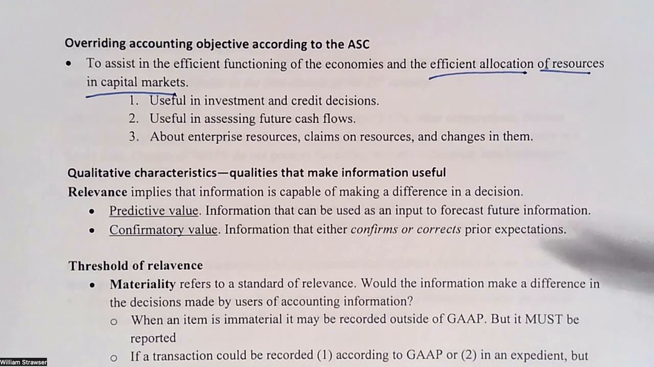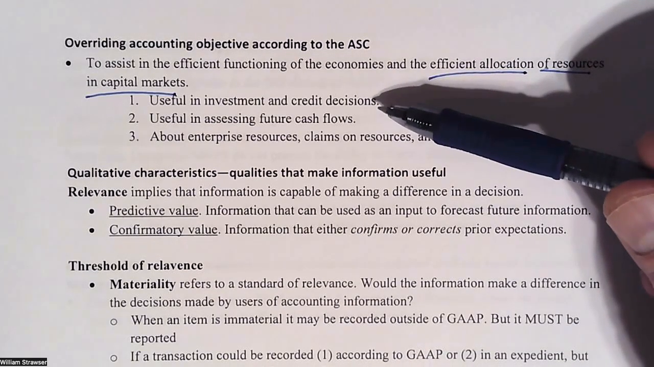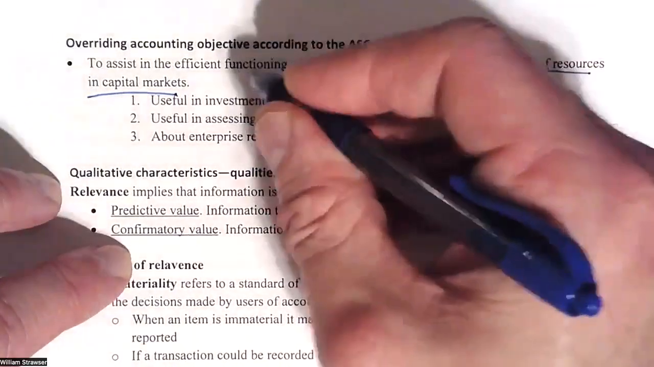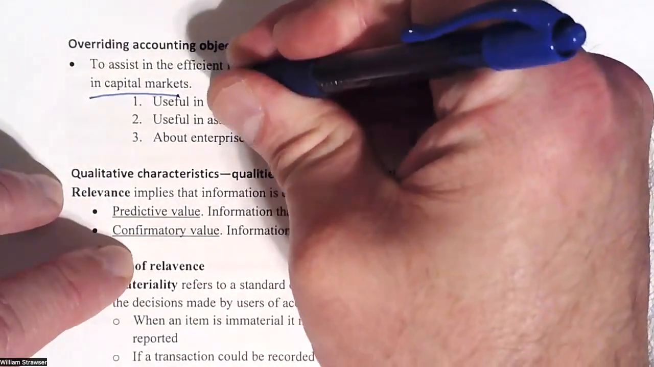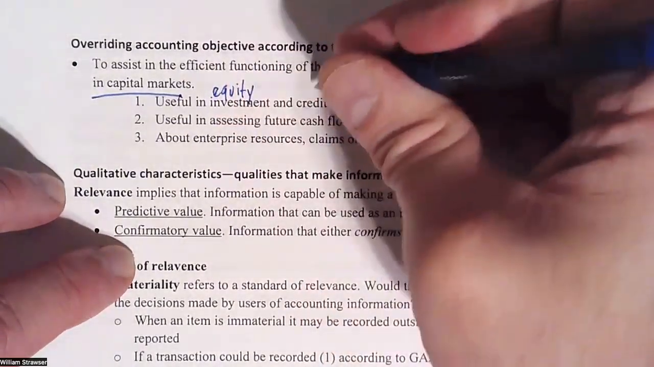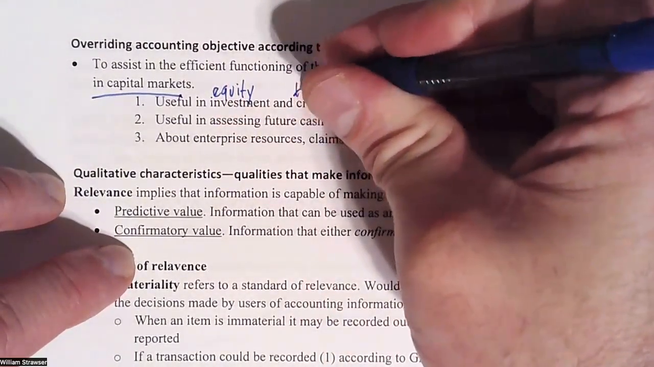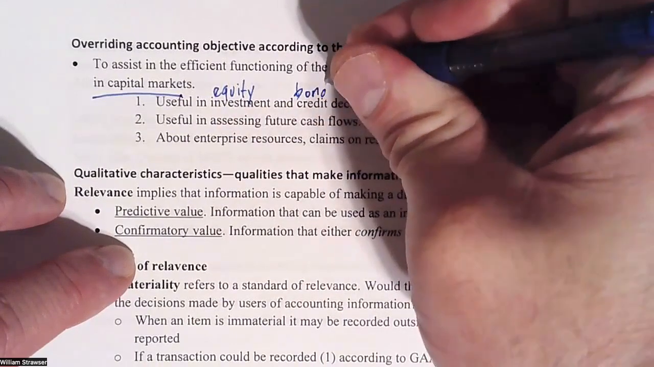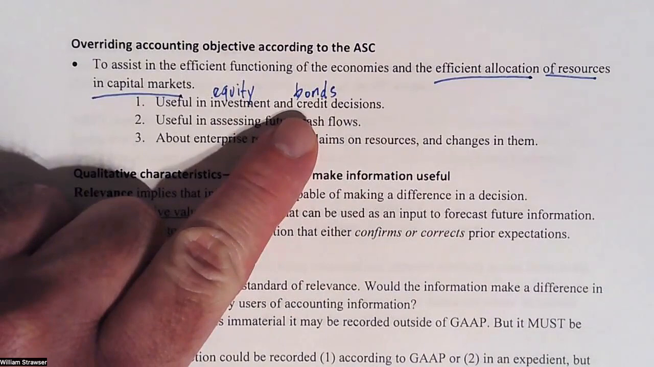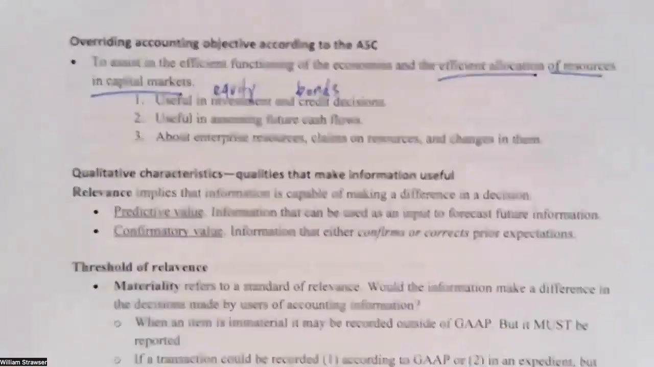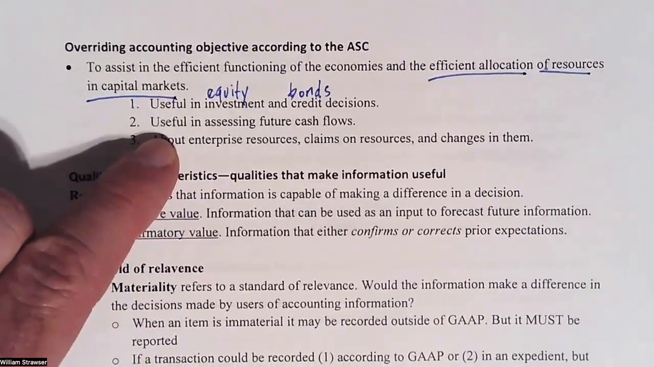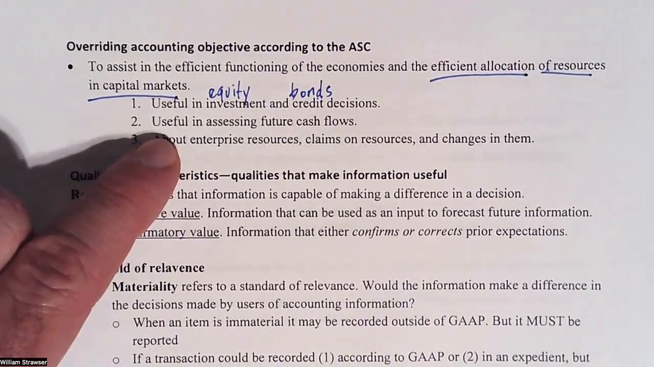So in order to do that, basically we should have information that's useful in investment and credit decisions. Investments involve equity, right? This is a stockholder. Credit decisions are bonds. This is not an owner of the company. This is someone who is loaning the company money, a very big distinction, which we'll talk about more. Useful in assessing future cash flows. That sounds pretty straightforward. It is.